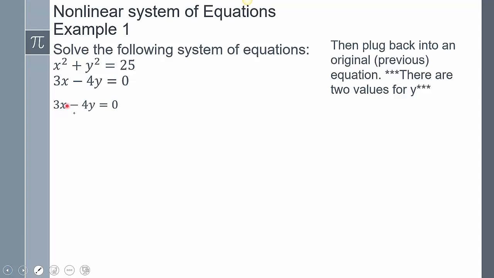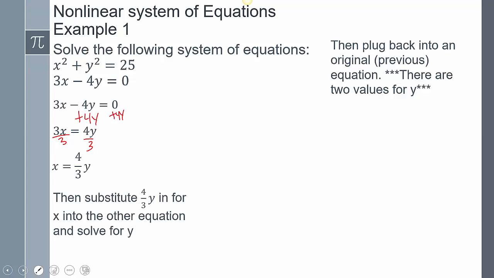So with 3x minus 4y equals 0, I want to solve for a variable. In this case, I want to get x by itself, so I'm going to add 4y to both sides. 3x equals 4y, divide both sides by 3. You're going to get x equals 4 over 3 y. And now I want to take that 4 over 3 y and substitute it back in for x into the other equation.